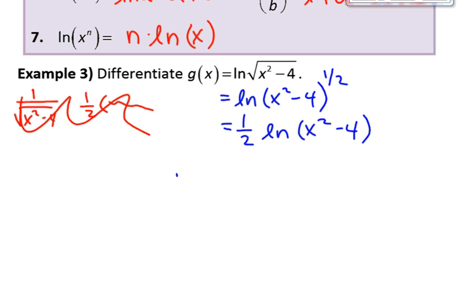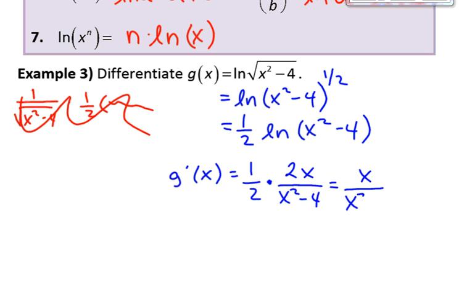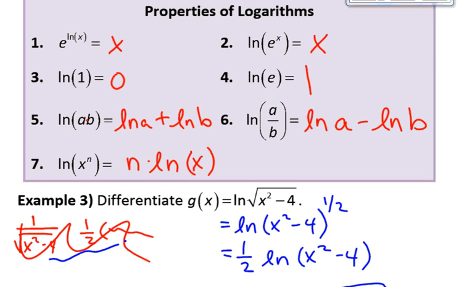So we have g prime of x is equal to 1/2 times u prime over u, which would be 2x over x squared minus 4, which is x over x squared minus 4, and that is a lot simpler than trying to do all of the gross chain rule over on the other side. Okay, so make sure you're looking for those properties of natural logs because they really do come in handy.